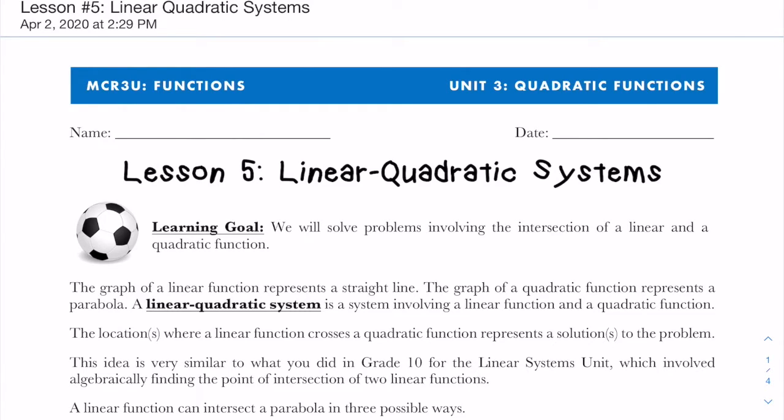Lesson 5, Linear Quadratic Systems. Our goal for this lesson will be to solve problems that involve the intersection of a linear and a quadratic function. In other words, where does a straight line intersect with a parabola?